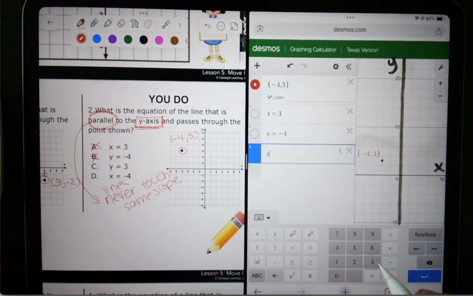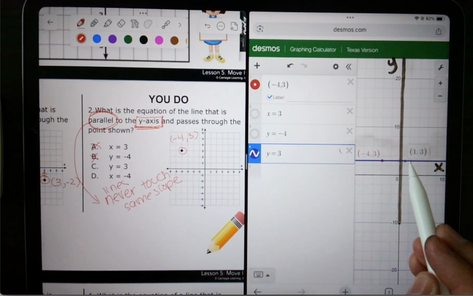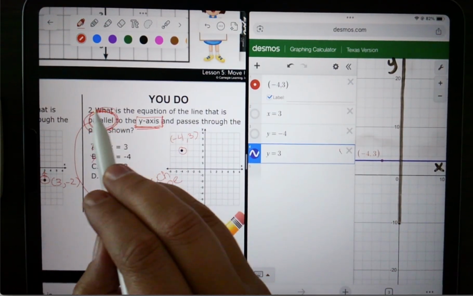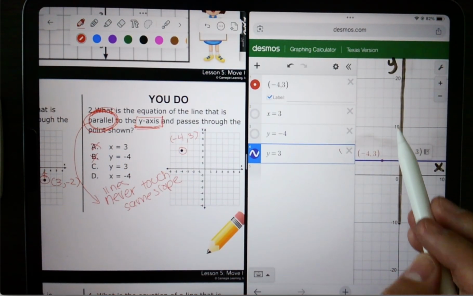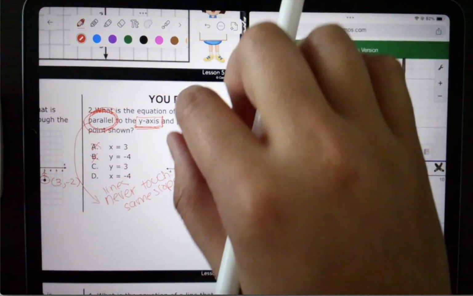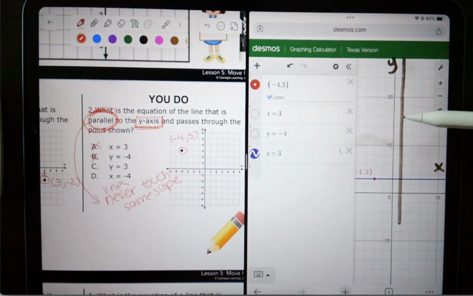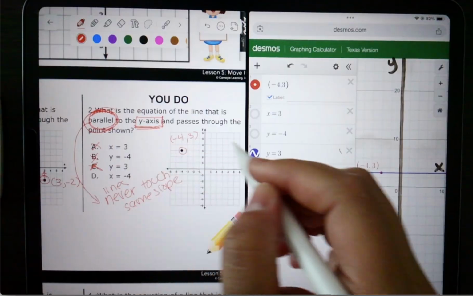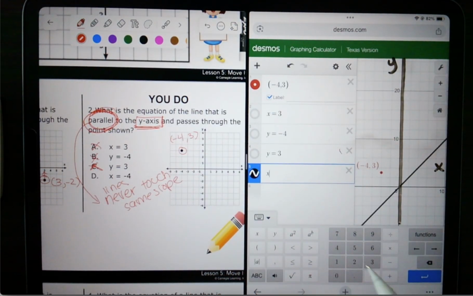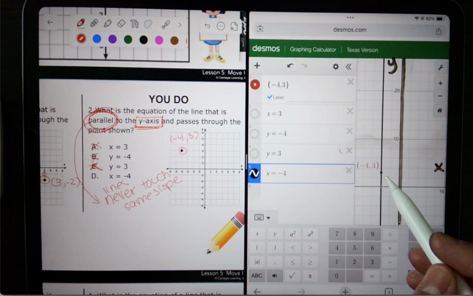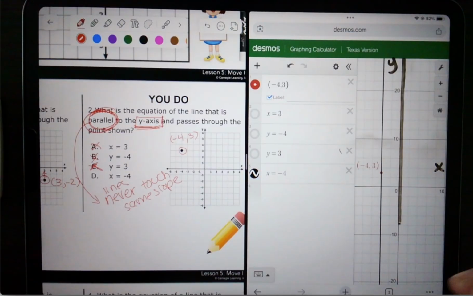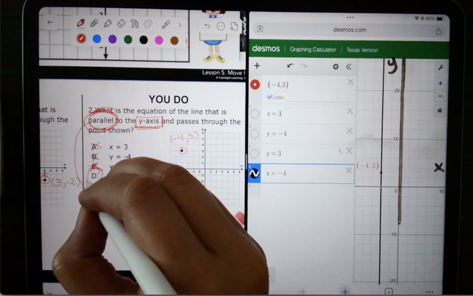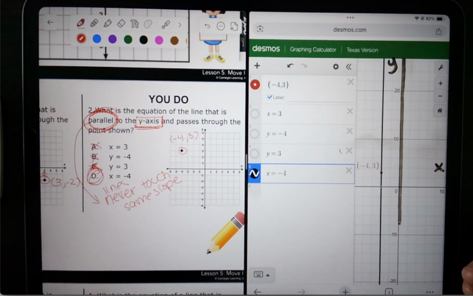Now C, y equals 3. This one touches my point, which is good, but it also touches my line. I'm looking for parallel. I don't want the lines to touch. I want it to be not touching my y line. This one's not good because it touches my y. So we'll try D. x equals -4. This one touches my point and it's parallel. This black line will never touch my y-axis. So D is my answer.